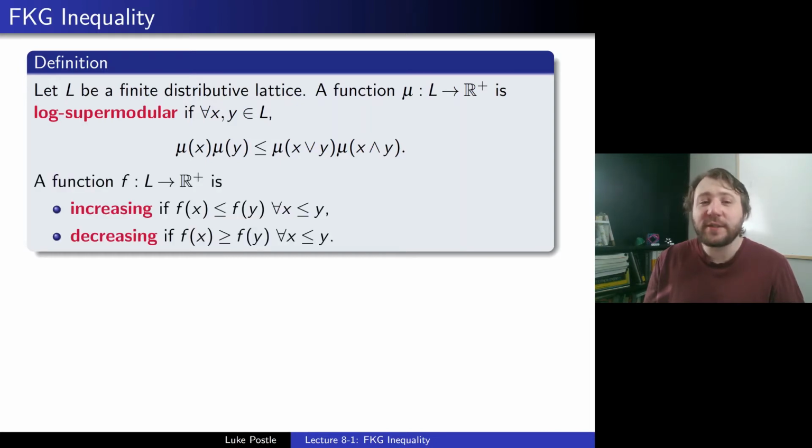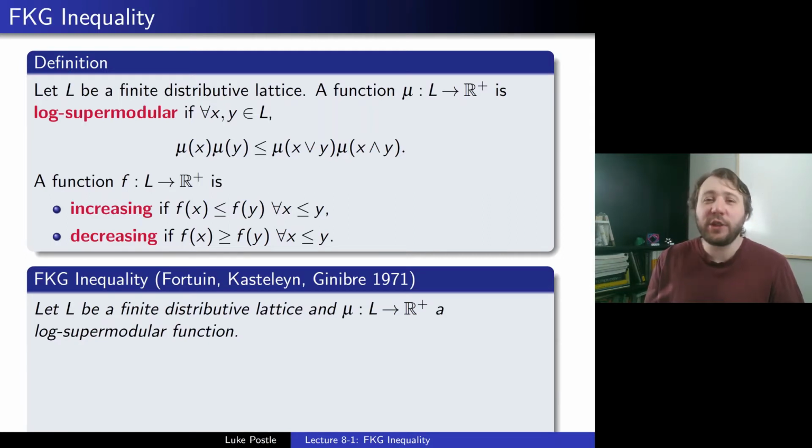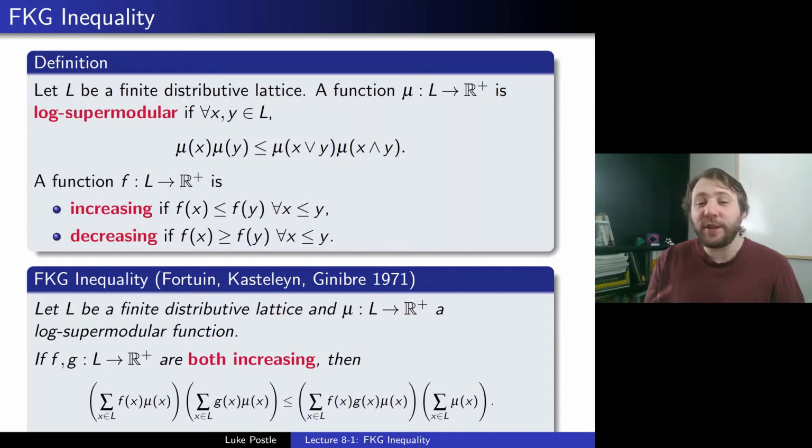We need two more definitions. We say a function on the lattice is increasing if f of x is at most f of y whenever x is smaller than y in the lattice, and decreasing if the reverse holds. So quite natural. So given these definitions, we can now state the FKG inequality of Fortuin, Kasteleyn, and Ginibre from 1971, which says let L be a finite distributive lattice, and mu a function from the lattice to non-negative reals that's log supermodular. Then, if f and g are functions that are both increasing, then we have the following inequality. This is the FKG inequality.